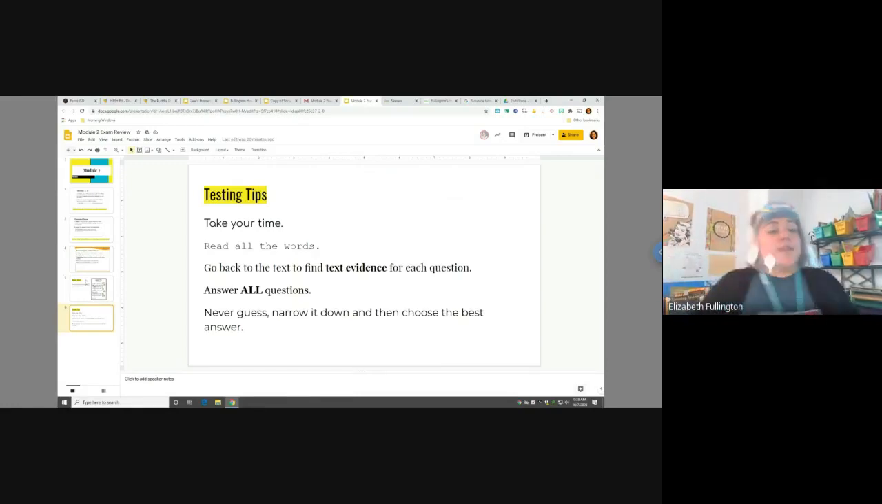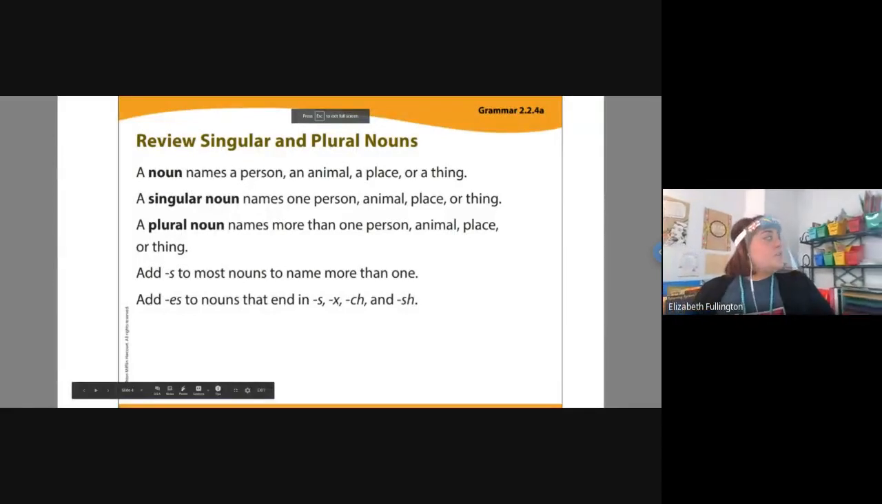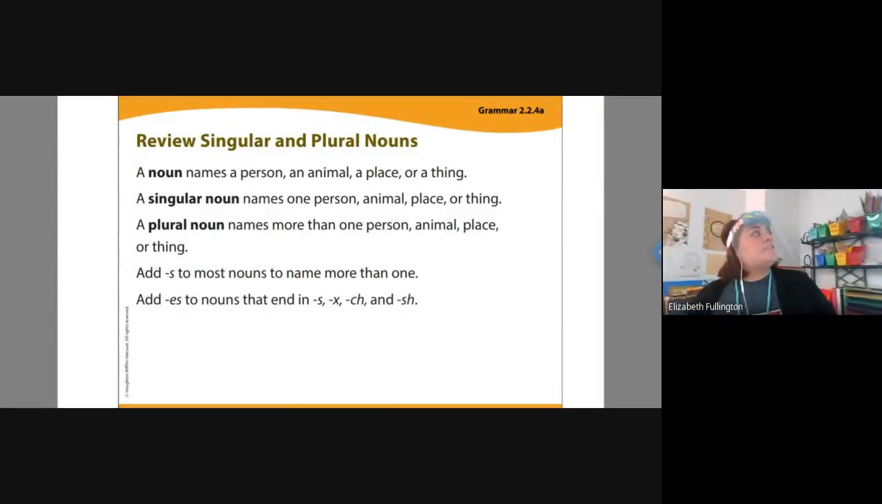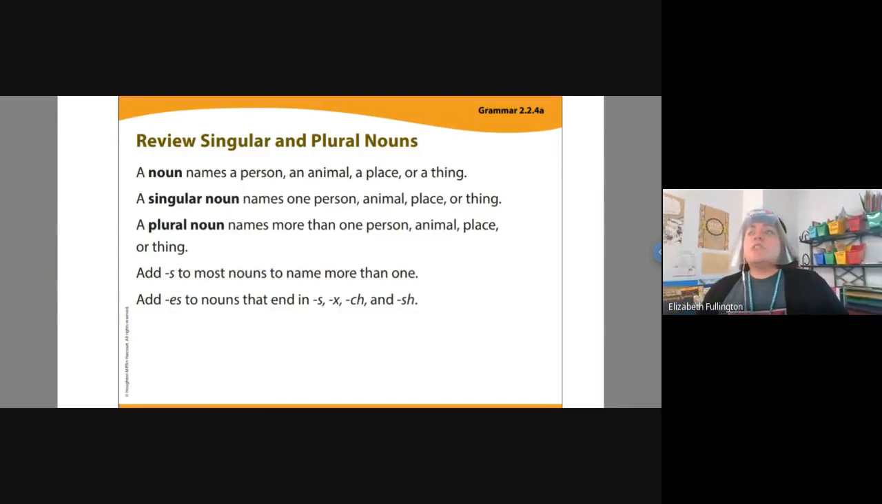All right, so make sure you turn your attention right up here. So now we're going to switch over to review over singular and plural nouns. Singular means what? Does anybody remember? One. Now, singular kind of reminds me of single, which means only one, right? Plural, what does plural mean? More than one. Good job, Clinton.